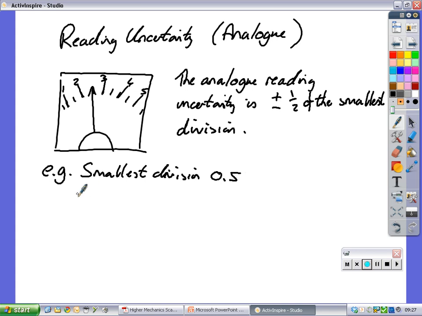So the reading is 2.5, but the uncertainty is going to be half the smallest division, which means it's going to be plus or minus 0.25. Because that's half the smallest division. The smallest division is 0.5, and that's half of it, it's 0.25. So my reading could be anywhere between 2.25 and 2.75. That could be my uncertainty.